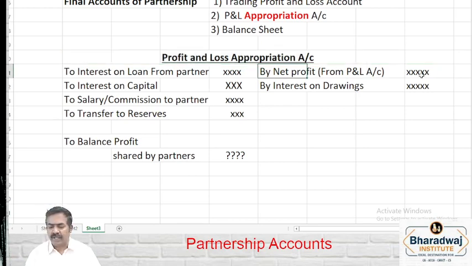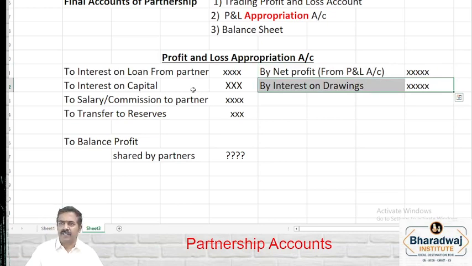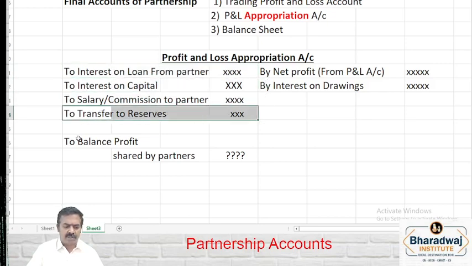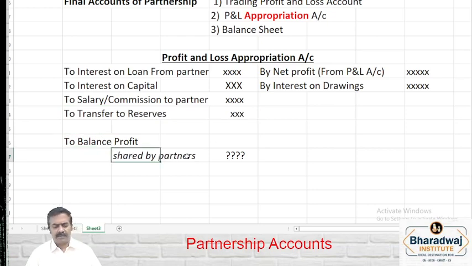So net profit, you take it from the P&L account. Take the interest on drawings. Interest on drawings, why is it credited? It is an income for the firm. Interest on loan from partner, interest on partner's capital, salary or commission to partner, transfer to reserves. Balance profit is shared by partners in the agreed ratio.